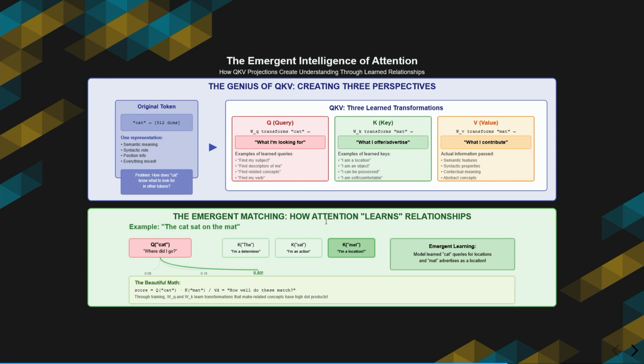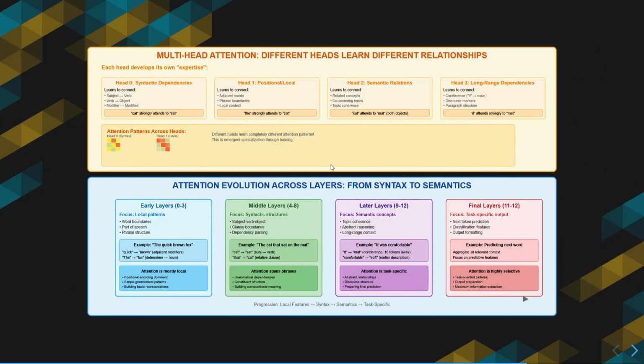So the emergent part is how attention learns relationships, how the cat and the sat or the mat kind of work together. And then with multi-head attention, different heads learn different relationships. Here you can say learn to concat, so learn to connect. So cat strongly attends to sat, or the strongly attends to cat, or cat attends to mat, and things like that. So here are the attention weights and the evolution across layers from syntax to semantics.